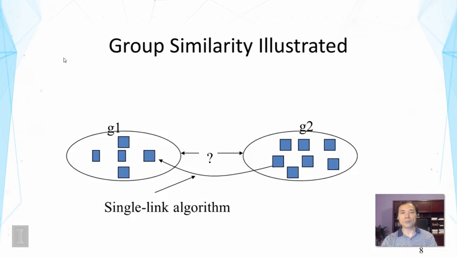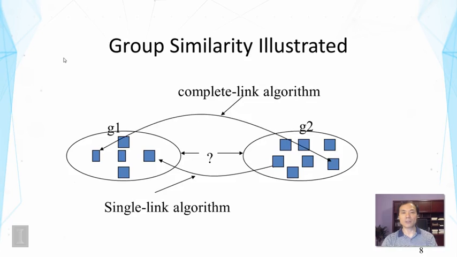So in terms of single link, we're just looking at the closest pair. So in this case, these 2 pair objects would define the similarity of the 2 groups. As long as they are very close, we're going to say the 2 groups are very close. So it's an optimistic view of similarity.